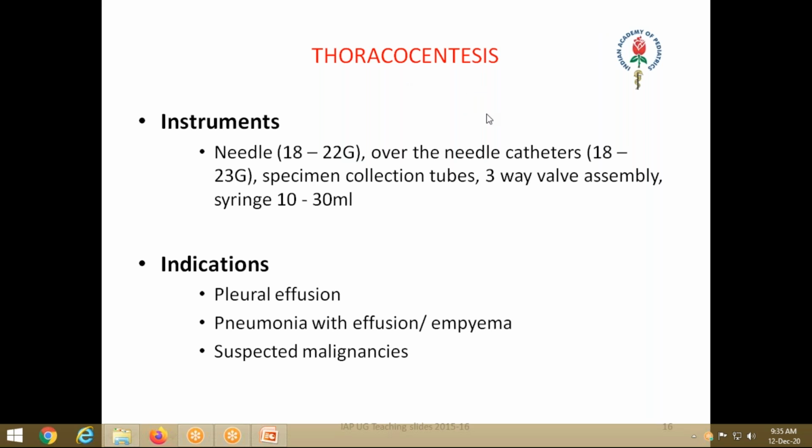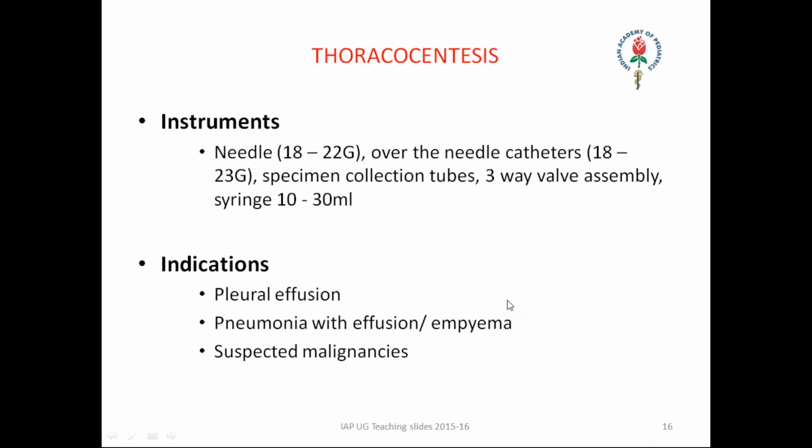Next is thoracocentesis. Instruments which we use in thoracocentesis are needle 18 to 22 gauge, over the needle catheters 18 to 23 gauge, specimen collection tubes, 3-way valve assembly, and a syringe 10 to 30 ml. Indications are pleural effusions, pneumonia with effusion or empyema, and suspected malignancies.